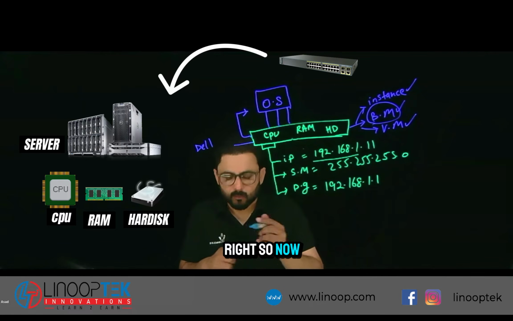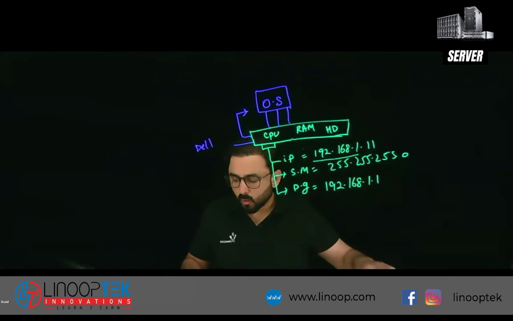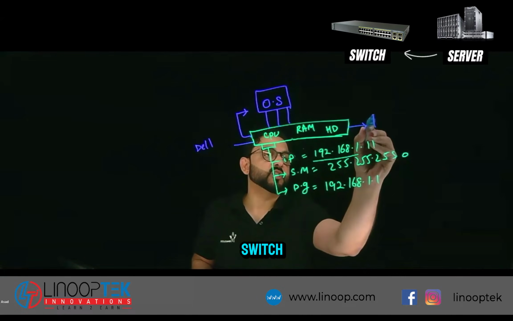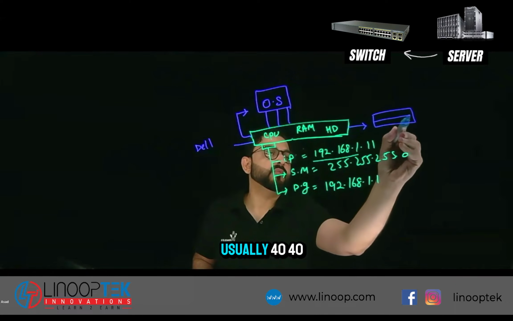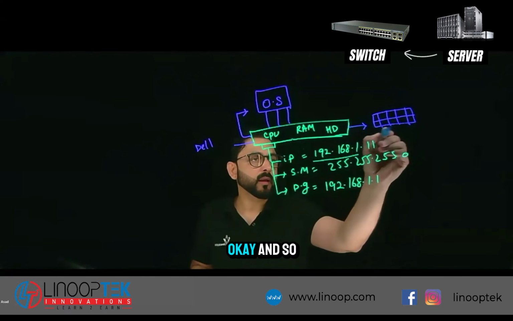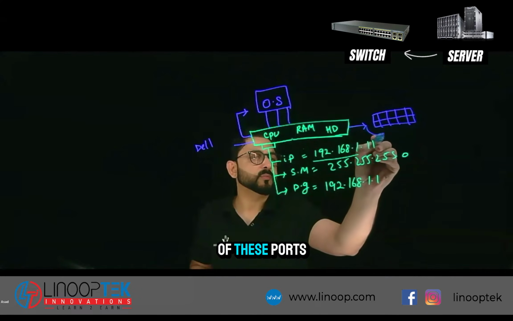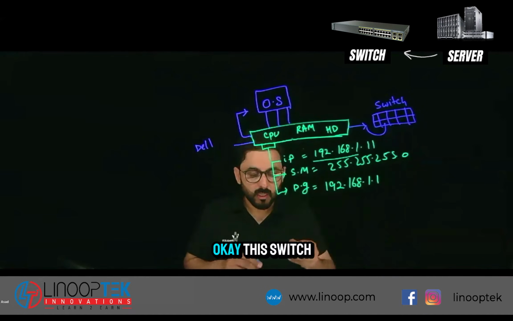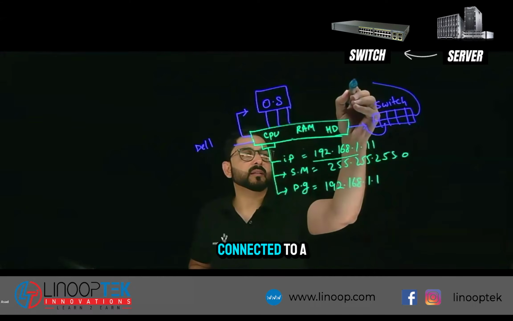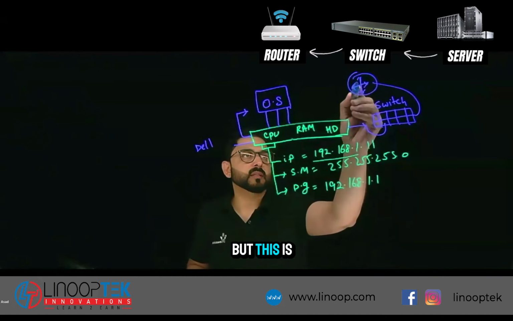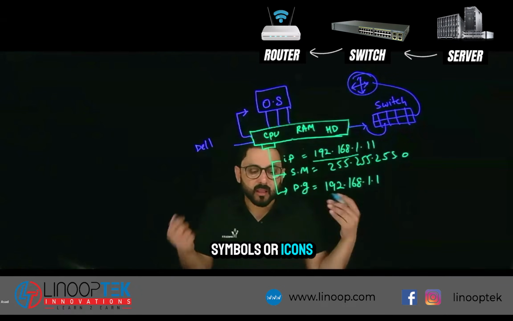Right? So now, to be on the network, what must it be connected to? It should be connected to a switch. Usually 40 ports. These are physical ports over here. And so usually you would plug it into one of these ports. This is a switch. This switch is then, ladies and gentlemen, connected to a router. Physically, these devices look different, but this is how their symbols or icons are.